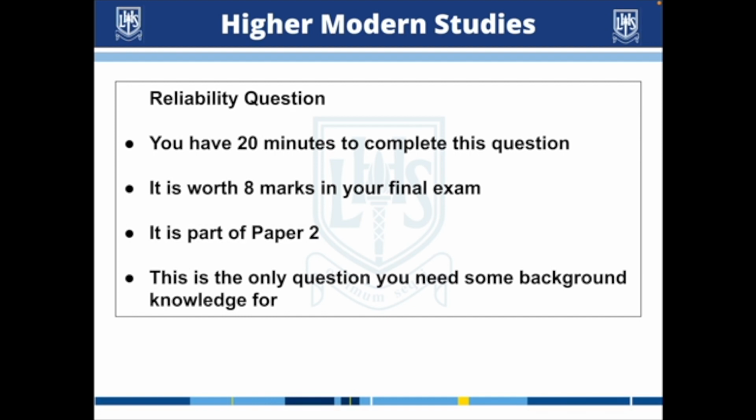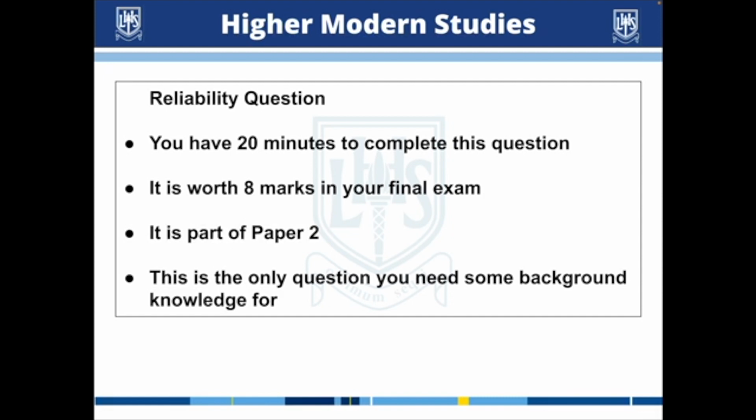The final source question is a reliability question. And the challenge with this question is that it's only worth 8 marks. You only have around 20 minutes to complete it, but it requires background knowledge. So unlike other questions where you're just using the sources, you need some understanding of modern studies content in order to be able to answer this question.